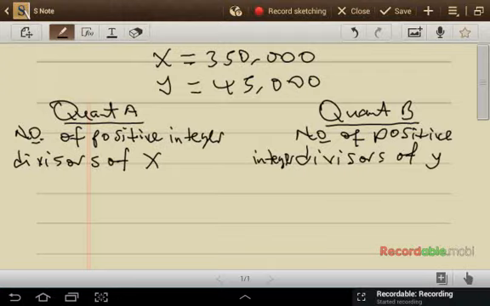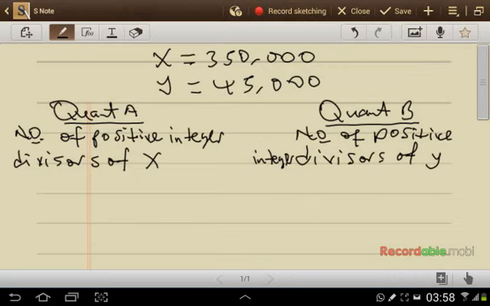Hey guys, here's another interesting question on quantitative comparison. It's asking us to compare the number of positive divisors of a constant x with the number of positive divisors of another constant y. You see the figures and you're like, oh, 350,000, 45,000. How am I going to know how many divisors are in there? Relax, guys. There's a way around it.